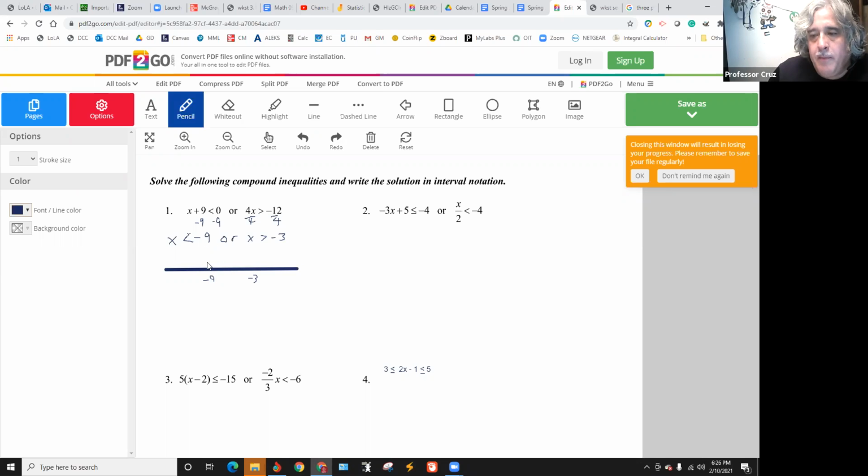There's your parenthesis that denotes -9 or less, and that means it's going down towards negative infinity. On this side, it starts at -3 and goes all the way up to positive infinity. So what we do is put the U in the middle, and then this is a -3. This is a -9. Both of them take a parenthesis. It doesn't look like a parenthesis, so let me do it again.